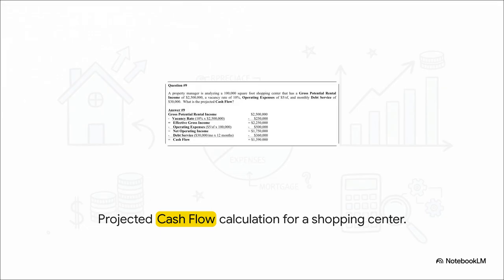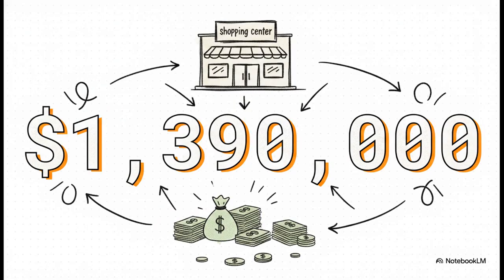We start with a cool $2.5 million gross. We lose 10% to vacancy, leaving an EGI of $2.25 million. Now subtract a hefty $500,000 in operating expenses, and we get an NOI of $1.75 million. Finally, we deduct a pretty heavy monthly mortgage of $30,000, which is $360,000 a year. After all that attrition, the massive, tangible, final answer for this specific shopping center's actual take-home cash flow? A whopping $1.39 million. Not bad at all, right?